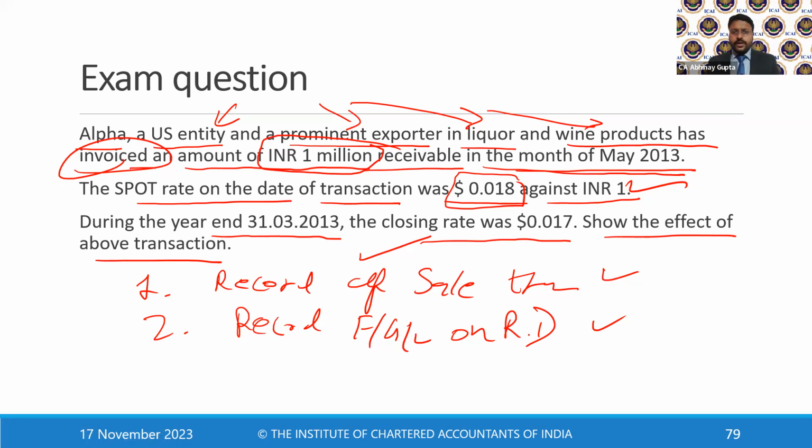Very easy question. We have done a lot of practicals by now. We should be able to crack this easy question comfortably.